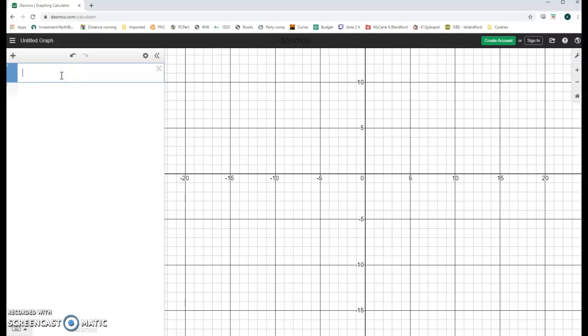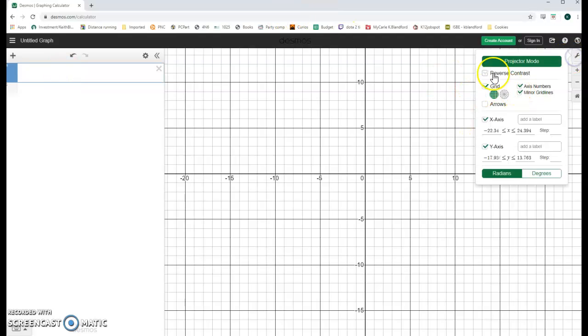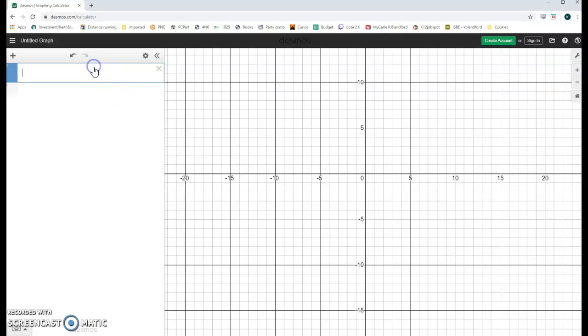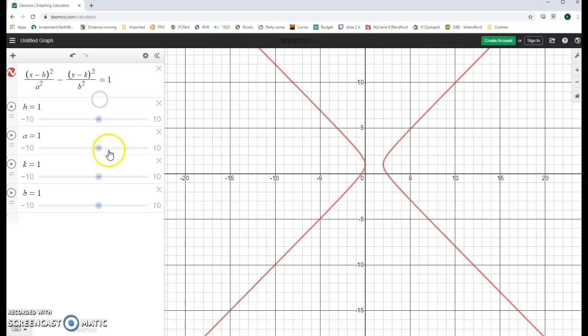Okay, so I'm going to go ahead and do a quick little video. I'm on Desmos, so I have it set on projector mode, so everything will show up nice and thick. And we're going to have (x minus h) raised to the second power divided by a raised to the second power, minus (y minus k) raised to the second power divided by b raised to the second power, and everything needs to be equal to 1. This is just the general formula for a hyperbola, and I need a slider for all 4 of these.